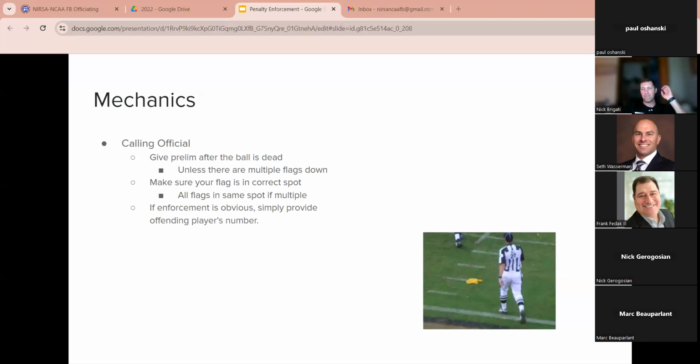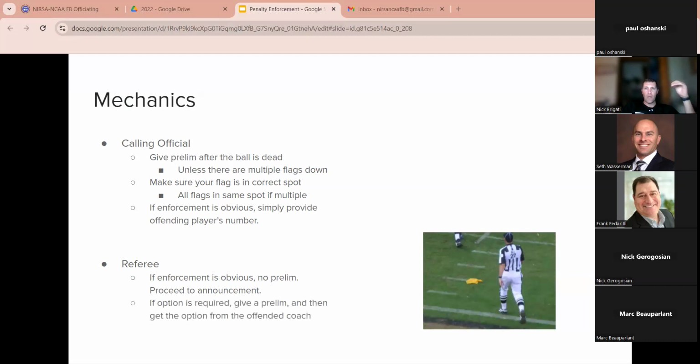If we've got offensive holding on a 25-yard gain, I don't think we need to talk to the defensive coach. I think we could all agree that that's pretty straightforward. We have defensive pass interference on an incomplete pass. What are we talking about? If enforcement is obvious, no prelim, flip your mic on, proceed to announcement, do your thing, move the game along.